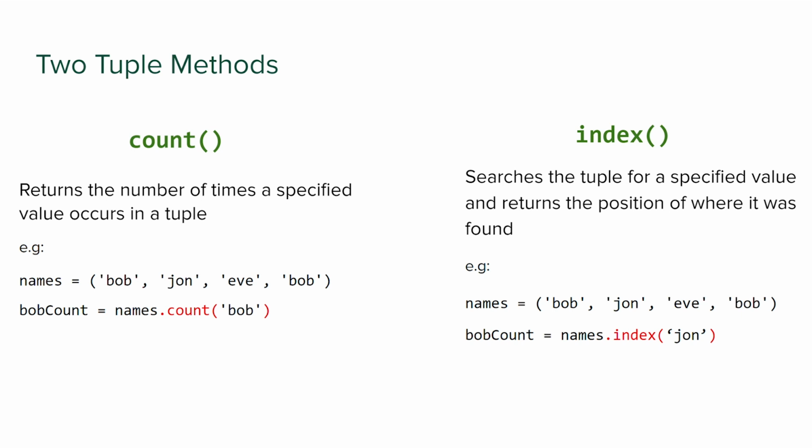Count returns the number of times a specific value occurs in a tuple. In this case, Bob, John, and Bob again are name values, our string values. Names.count of Bob means assigning the number of times Bob appears to the variable Bob count. Because Bob appears twice, the value of Bob count would be 2. On the other hand, index searches a tuple for a specified value and returns the position of where it was found.